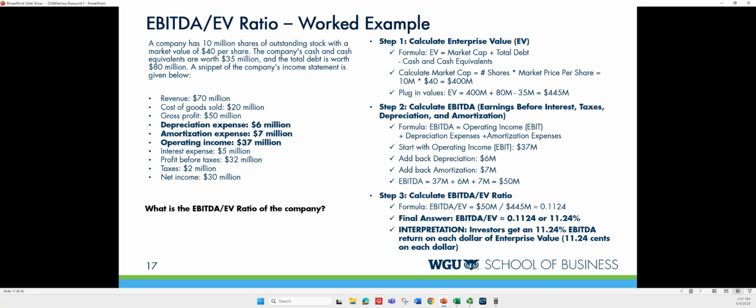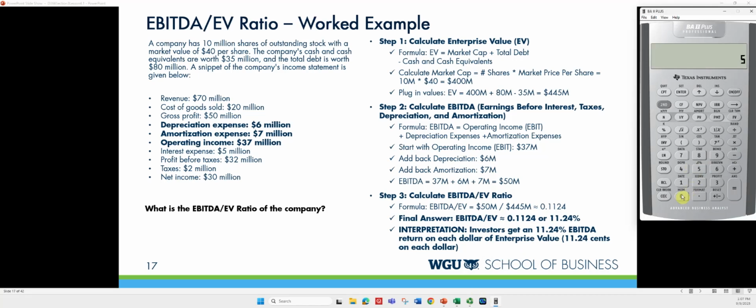Okay, so the last step is to calculate the EBITDA to EV ratio. We're going to take our 50 million of EBITDA, divide it by our enterprise value of 445 million. And that's going to give us a ratio value of 0.1124 or 11.24%. So it's telling us that investors are going to get an 11.24% EBITDA return on each dollar of enterprise value, or 11.24 cents on the dollar.